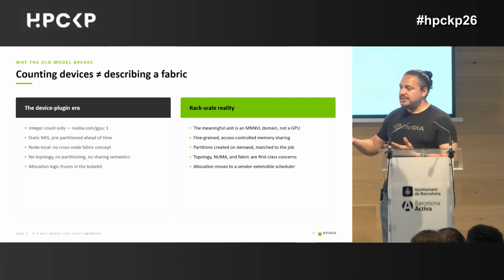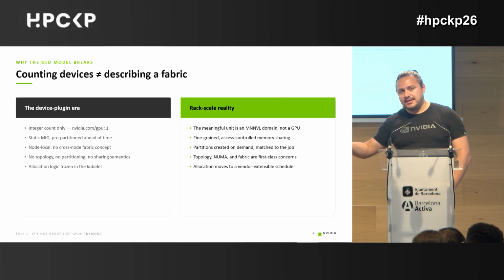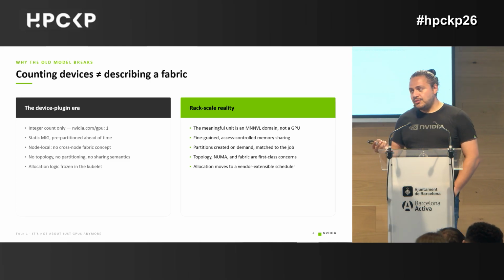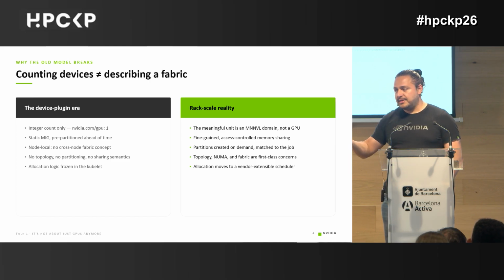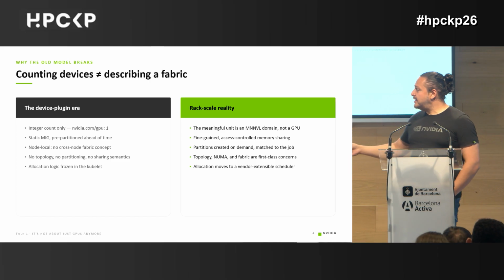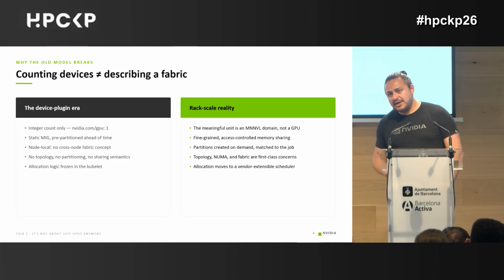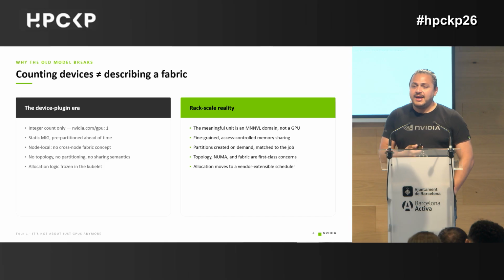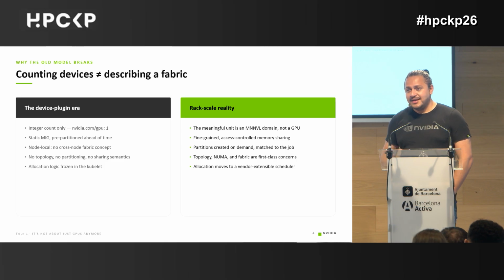And we need to do something. So what we did is we can do a rake scale reality now. By using DRA, that is a new way of injecting special devices into Kubernetes, we are now replacing the device plugin. And with it, we can even do topology and NUMA-aware scheduling on Kubernetes, which used to be a HPC-only feature. So now, and as I was telling some people during the breaks, now you can do this.